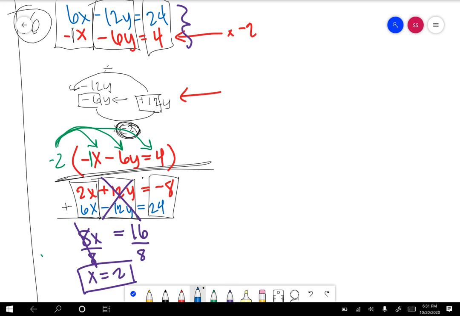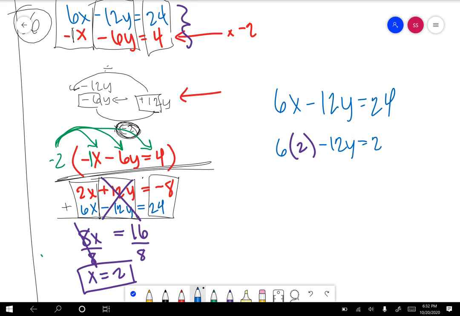Let's maybe do the blue one. So I'm going to rewrite it. 6x minus 12y equals 24. So we're going to take that value for x and substitute it in the equation. So now we have 6 times 2 minus 12y equals 24.